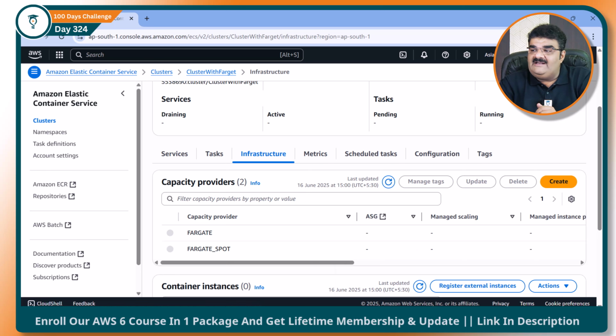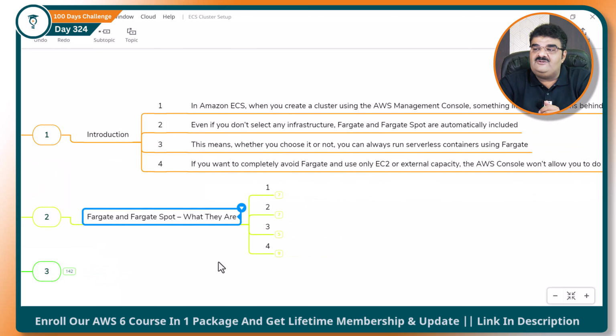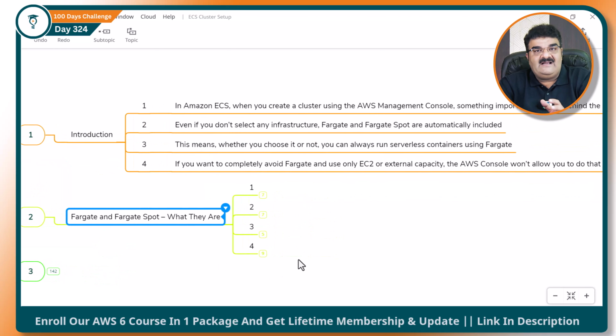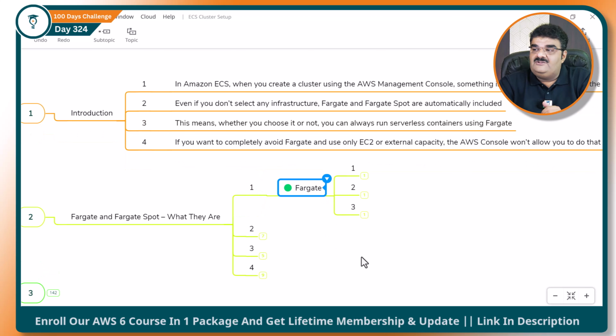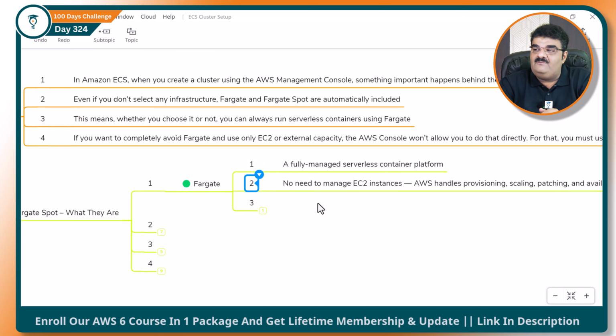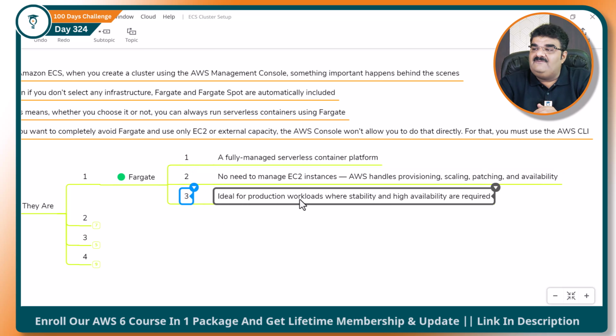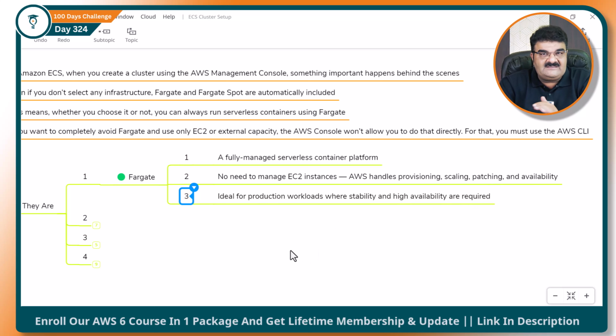Now, we already discussed Fargate, but Fargate Spot is a new word for us. So right now I'm just going to explain the differences between Fargate and Fargate Spot. We all are aware of Fargate. Fargate is a fully managed serverless container platform. No need to manage EC2 instances. AWS handles provisioning, scaling, patching, availability and all. It is ideal for production workloads where stability and high availability are required, because it is serverless. So we don't care about any high availability.